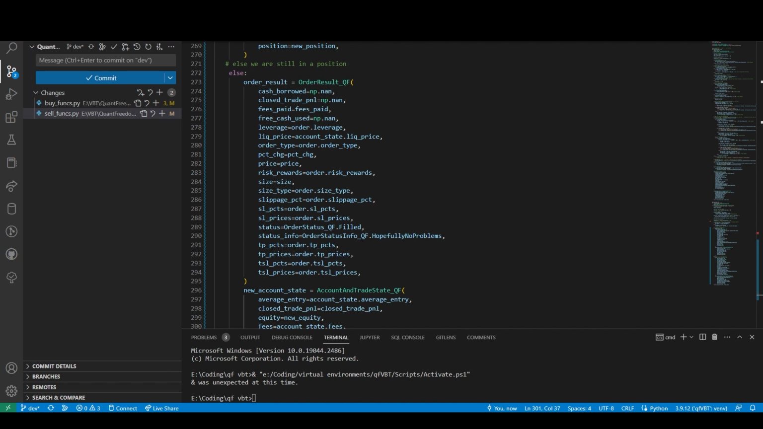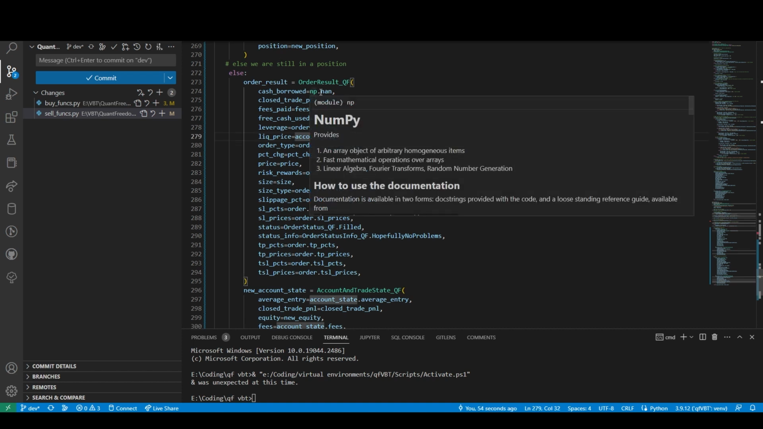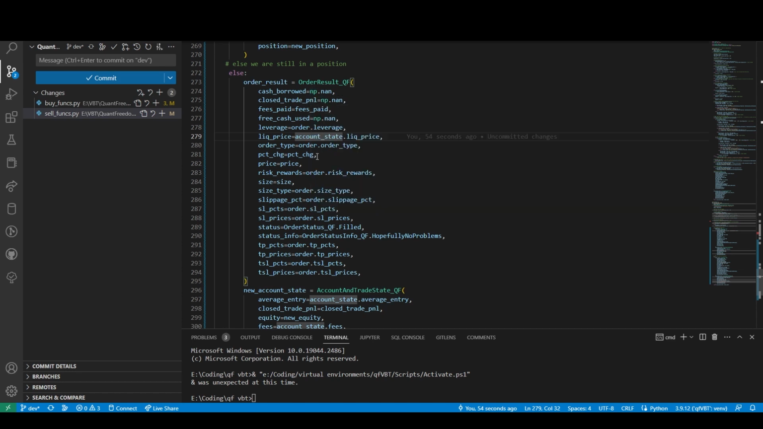All right, so here I just sent back everything needed. So we didn't borrow any cash for this. We didn't close out the trade. We had no free cash used. We had the fees paid. The leverage, we got the leverage that we need.